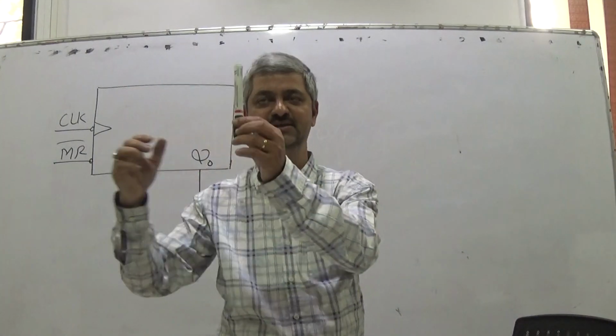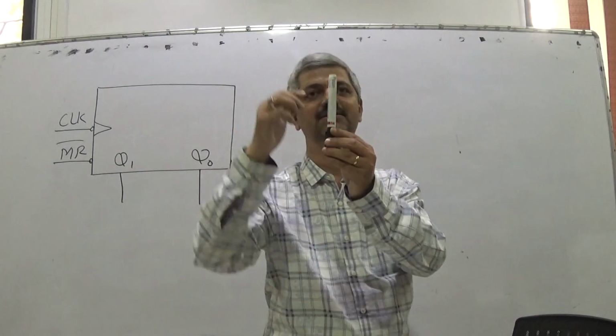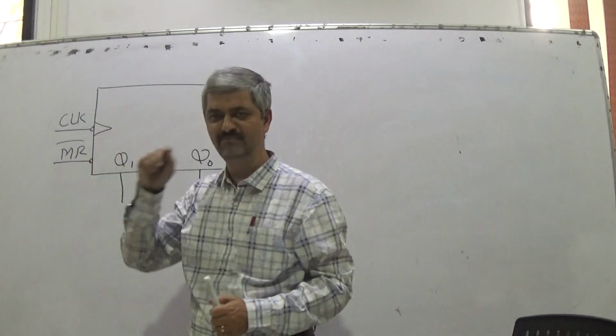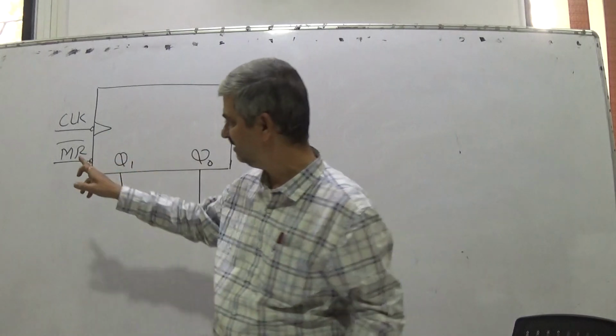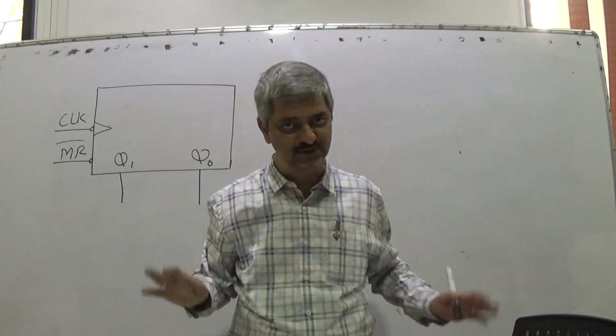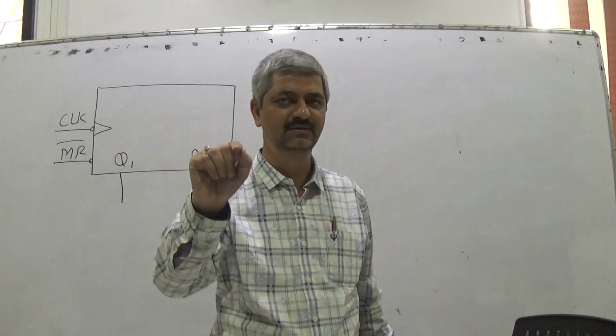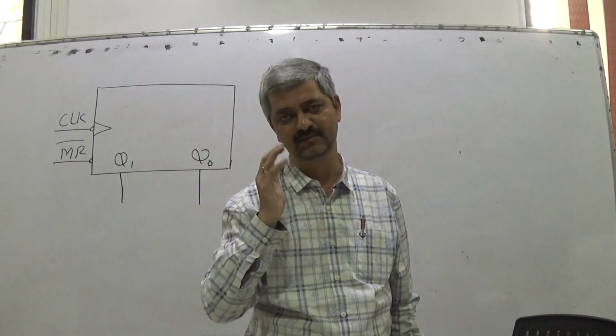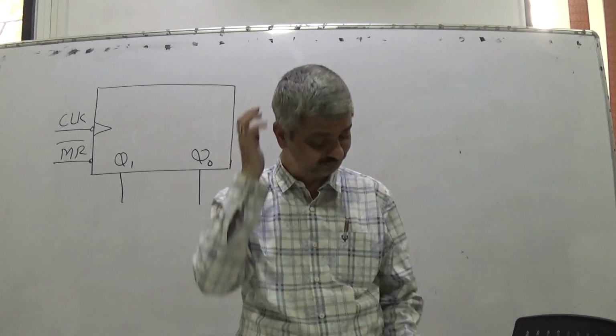Just like a conveyor belt. When the article passes, it will move to the next state. And suppose you want to reset, you can give this master reset. You keep it at 1 always, don't use it. And when you want to reset, you will make it 0, and then again make it 1, so the output will be 0.